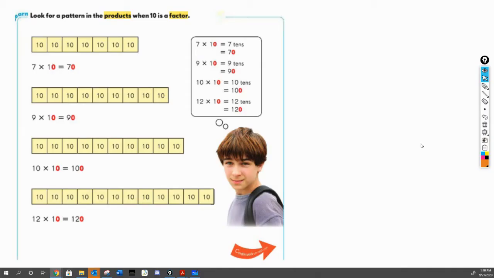The first thing you want to do is look for a pattern in the products when 10 is a factor. We have 7 times 10 is 70. We have 9 times 10 is 90. We have 10 times 10 is 100. And we have 12 times 10 is 120. If you are screaming at me that you can see that pattern, that's wonderful. I can't hear it, but I believe it. In every case, all we were doing is adding a 0 to the number we started with. But that's the pattern.